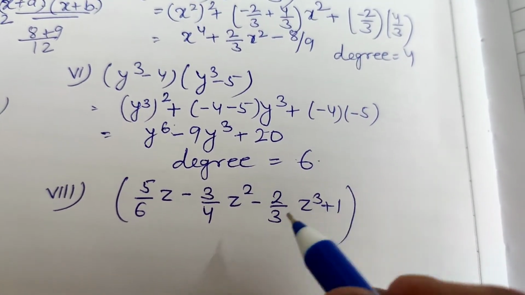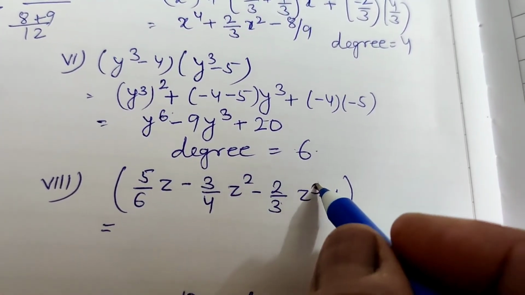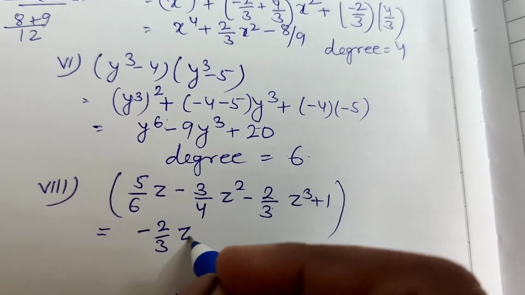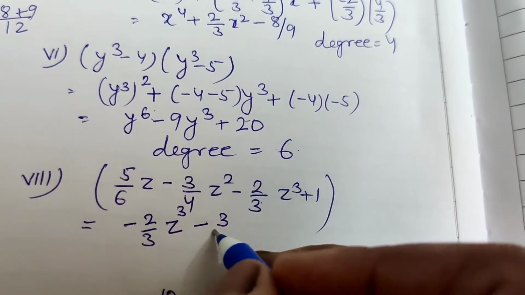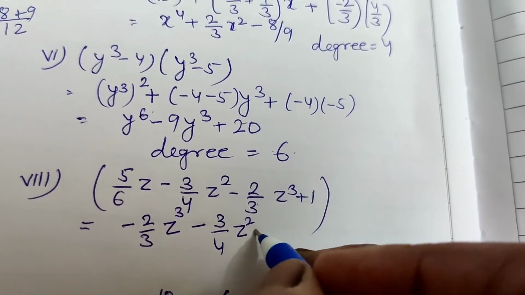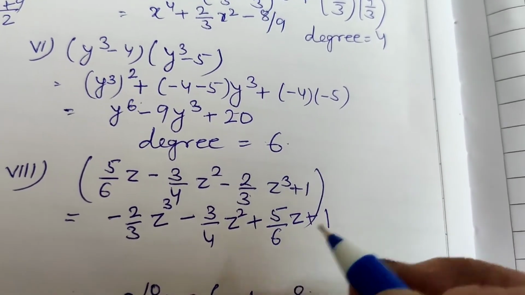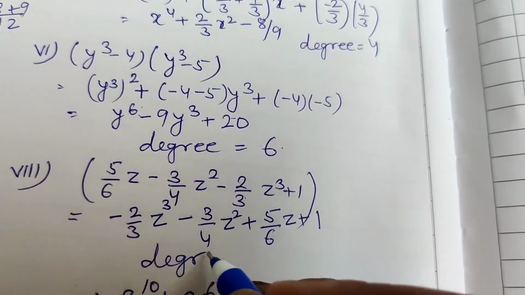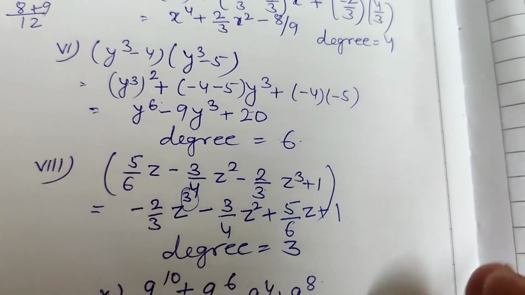No need to multiply, just arrange in the descending order of the exponents. The first term is 2 by 3 z raised to power 3. Next, the z square term, 3 by 4 z square. Then 5 by 6 z plus 1. This is in the standard form. Now degree equal to 3. Highest power is 3.